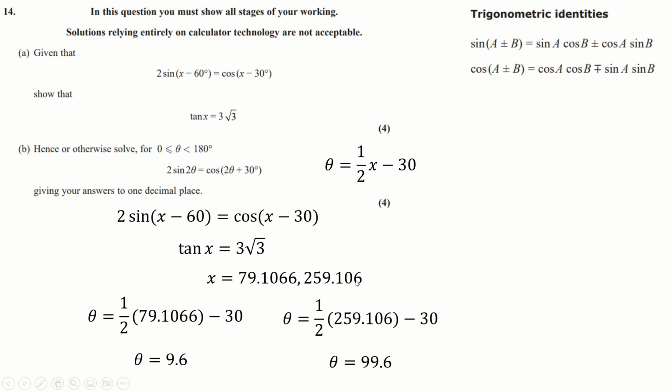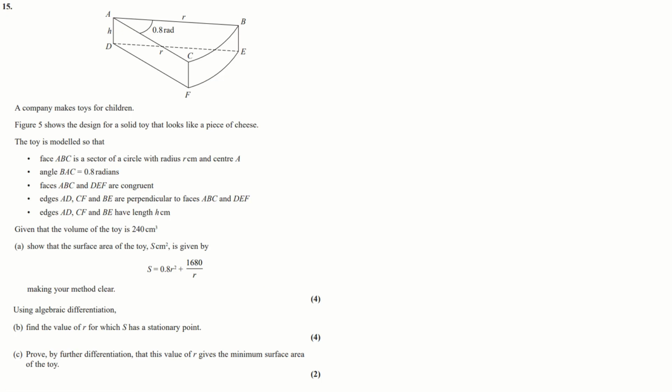So the next one you'd add another 180, but when you halve that, take away 30, you're still too big, so that one doesn't actually work. But yeah, anyway. Question 15 then, so we're in radians now.